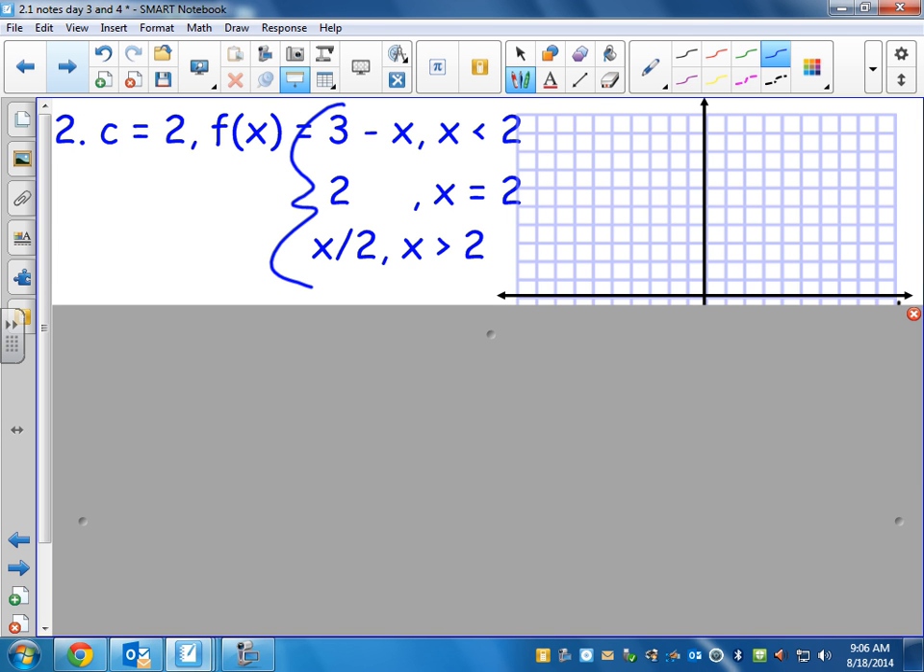So this is 3 minus x when x is less than 2, 2 when x equals 2, and x over 2 when x is greater than 2. Here c equals 2. This is the way the homework is written, so I wanted to give you one the same way. And we're going to graph this, okay?